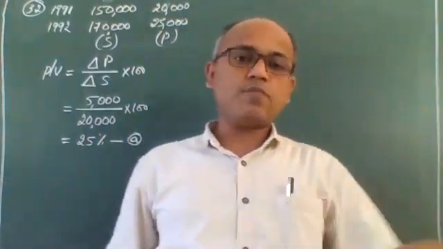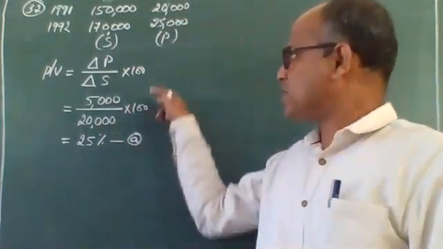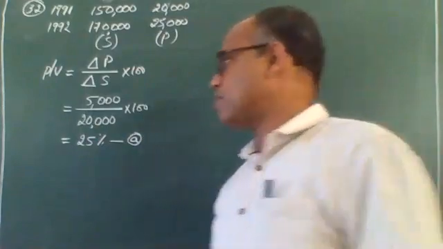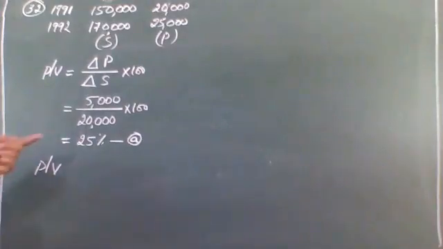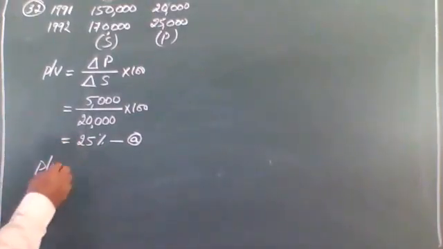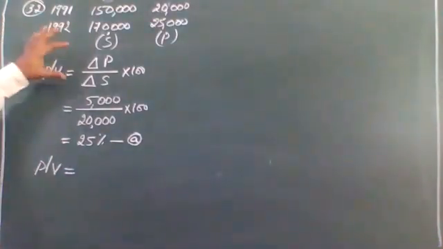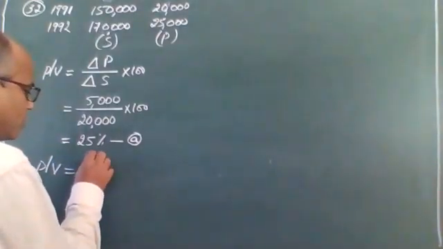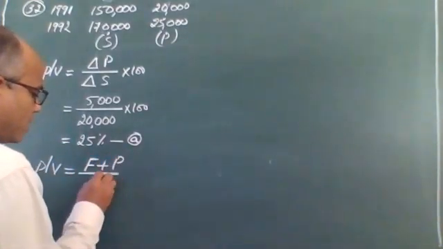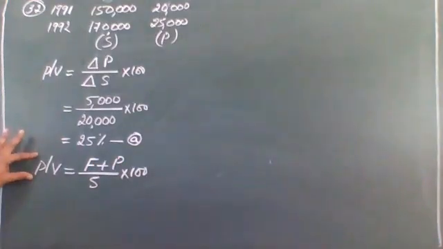No. In the second step also, don't see what he is asking. Don't refer to the question. The first step is a mandatory step. The second step is also a mandatory step. You have to again start with PV ratio only, because I'm going to use this to find out something. In the second step, you have to use the missing information formula. In the first step, you used the two period formula. What is the missing information formula? F plus P by S into 100. This is the formula we have discussed for missing information.